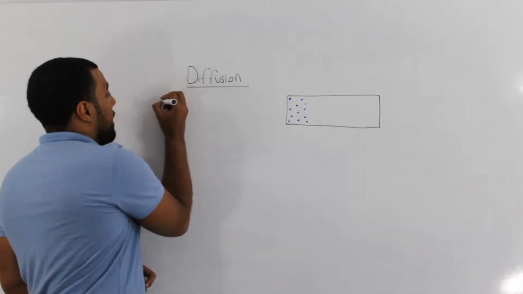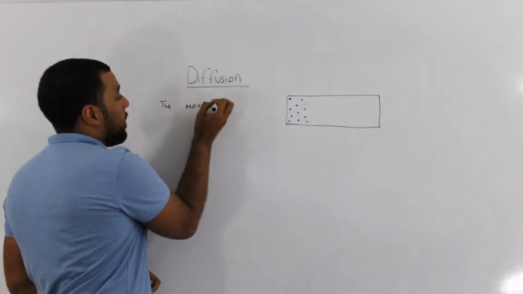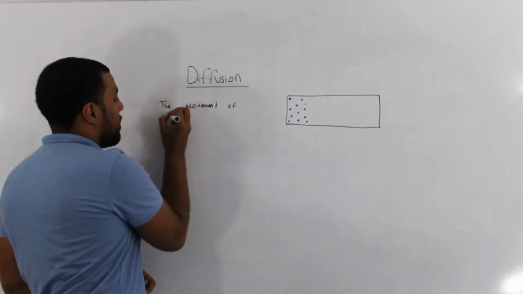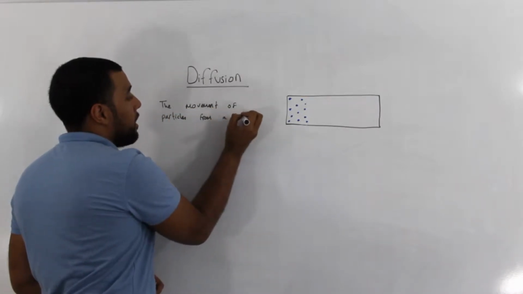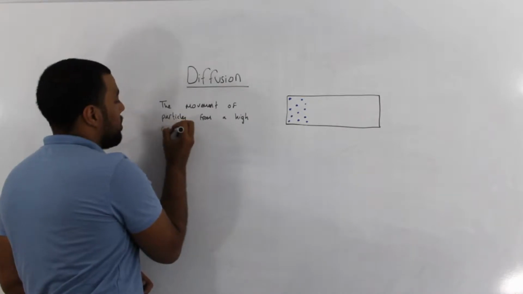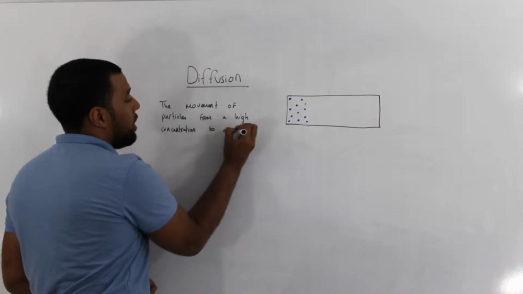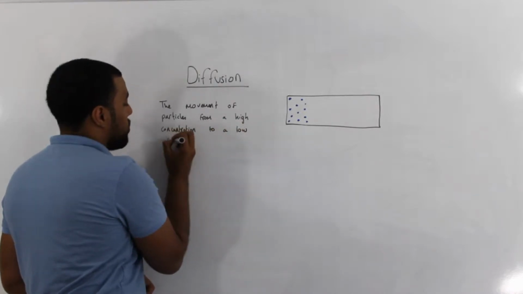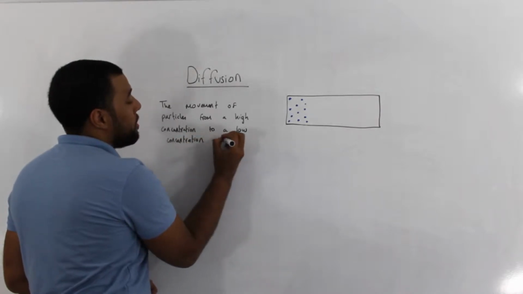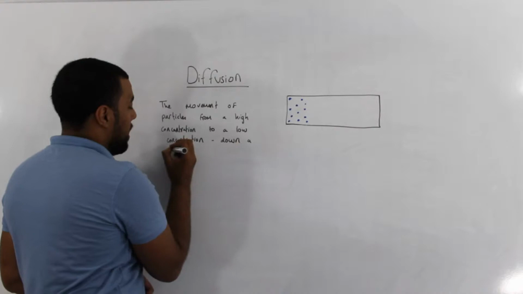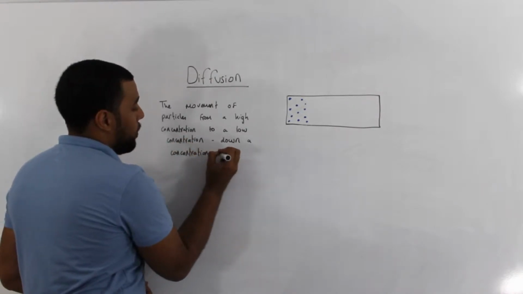Diffusion just means the movement of particles from a high concentration to a low concentration. And this always happens down a concentration gradient.